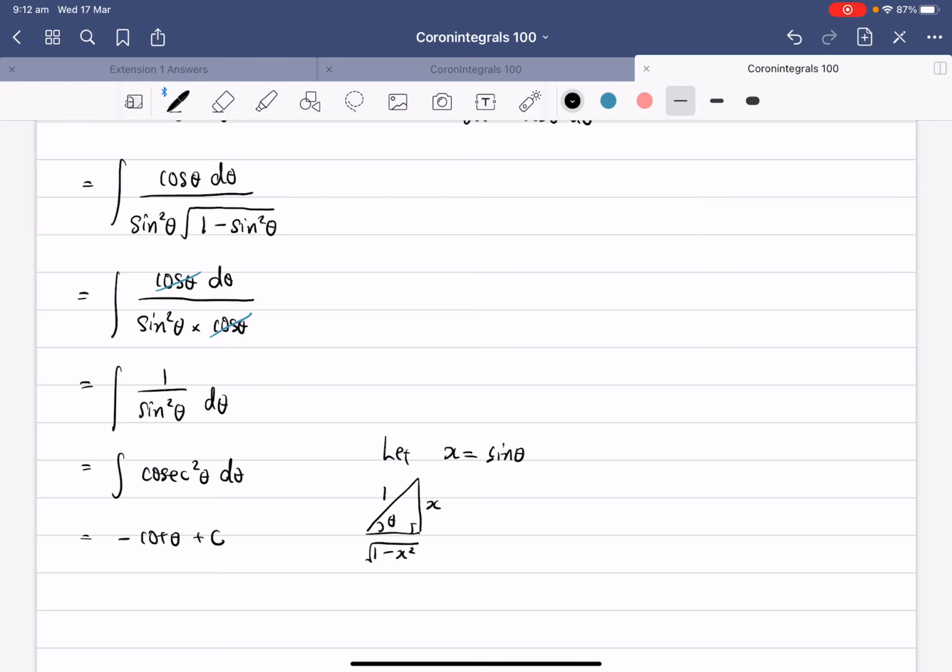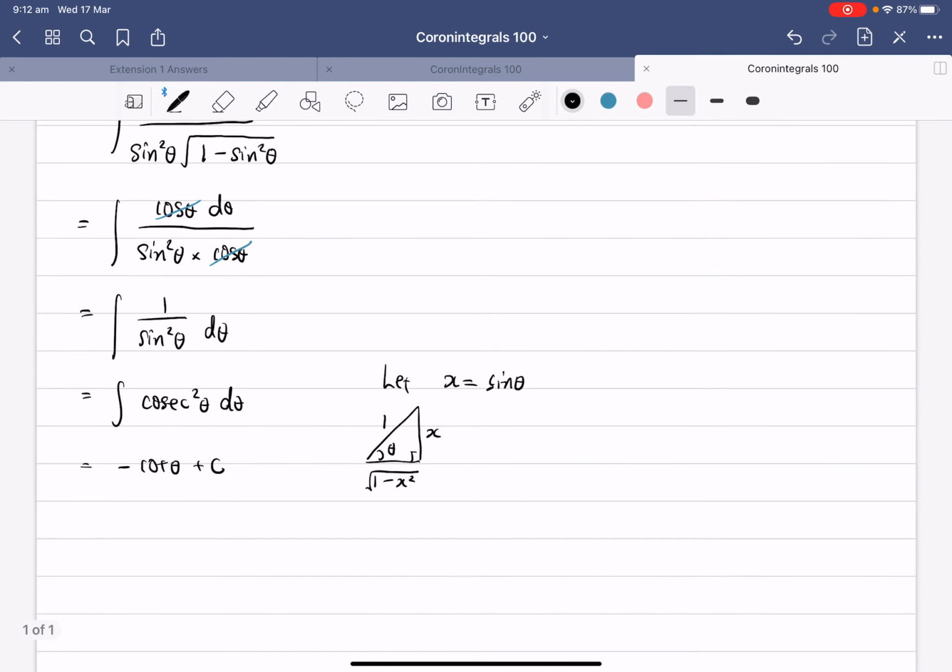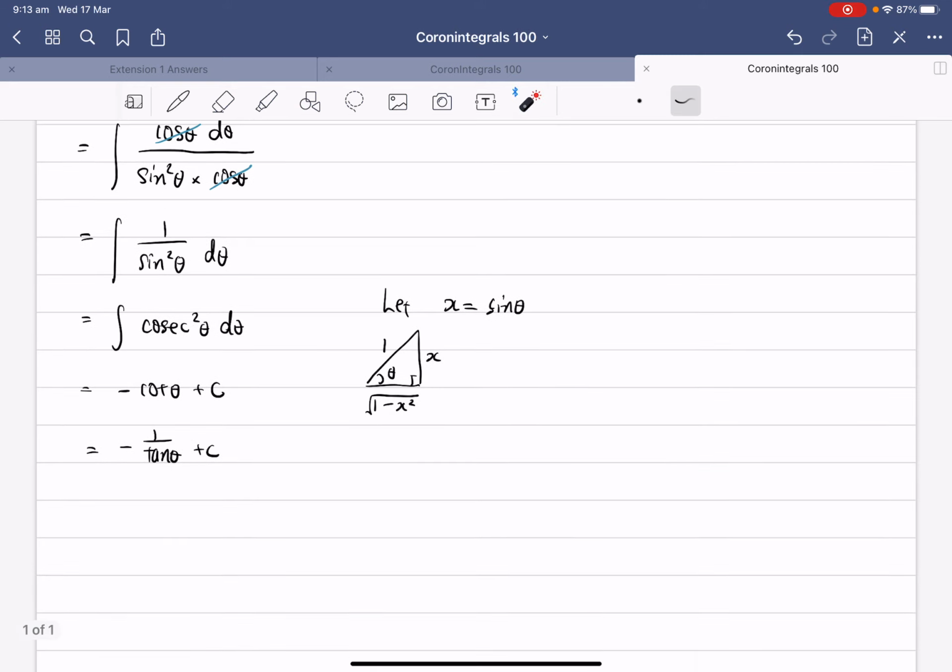Okay, once you finish this one, then we start to talk about what cotangent theta equals. Now cotangent theta is equal to the reciprocal of tangent theta. And we know tangent is equal to opposite over adjacent. So in this case, we'll just do the reverse process. It will be adjacent over opposite. So therefore, according to the triangle here, we got the square root of 1 minus x squared over x, plus c, as the final answer to this question.